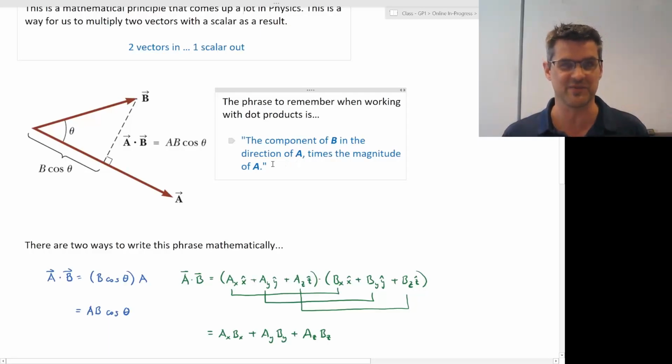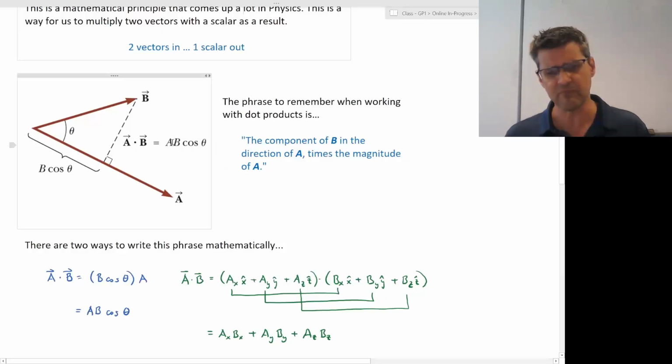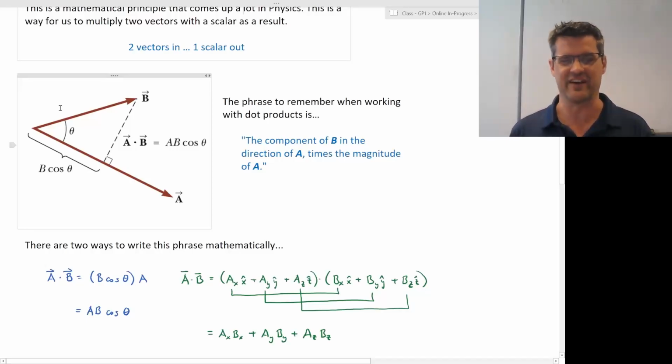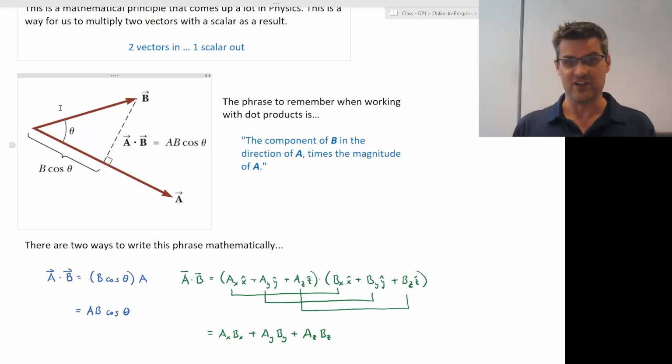You multiply those two things together. Now what if we had B that was perpendicular to A? Well, then there is no component of B in the direction of A, and so that would be 0. That's something that has a dot product of 0. The two vectors aren't 0, but I multiply the two vectors together, and the result is 0.